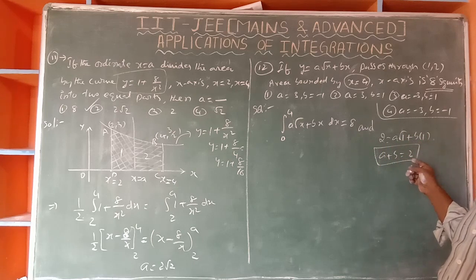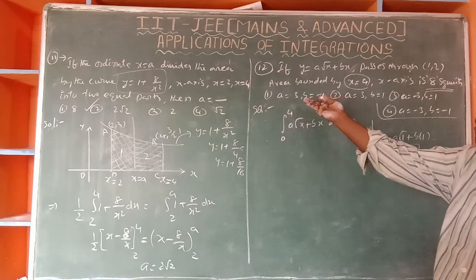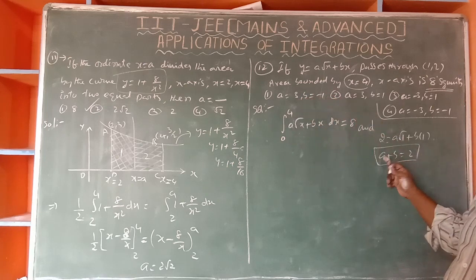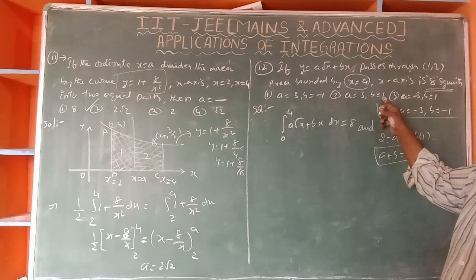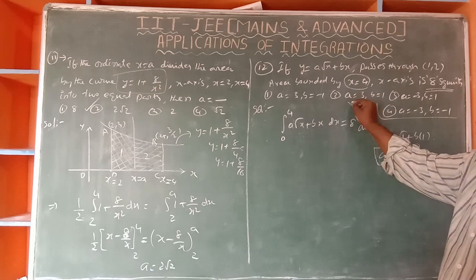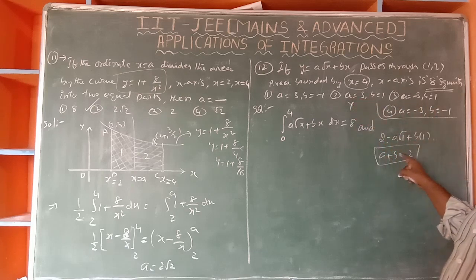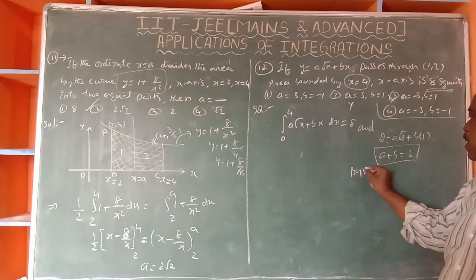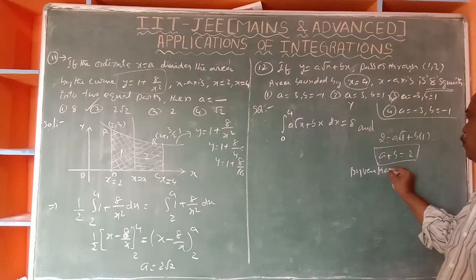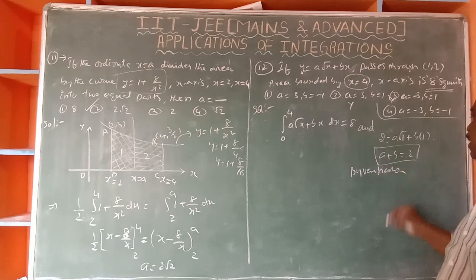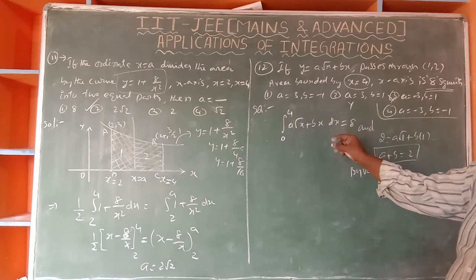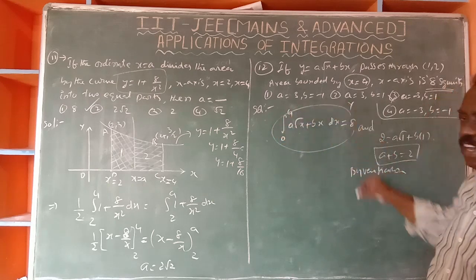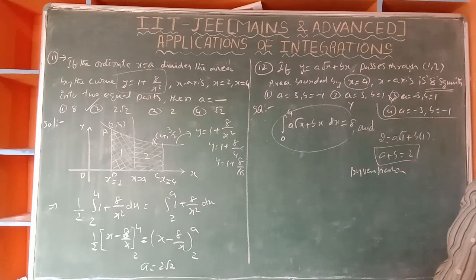a plus b is equal to 2 means simply by the verification method. 3 minus 1 is 2. 3 plus 1 is 4, not this one. It is minus 3 plus 1, not this one also. The minus 3 minus 1. By verification, very simply it will solve. It is not needed because the options are given like that.